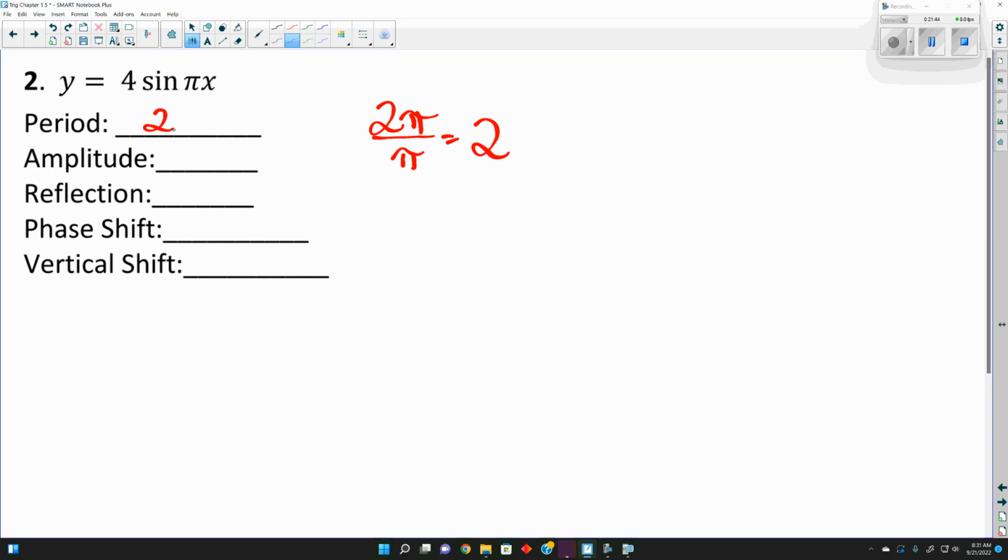What's our amplitude? 4. Is there a reflection? No. Is there a phase shift? No. And there's not a vertical shift. And that's it. We're ready for the next one.